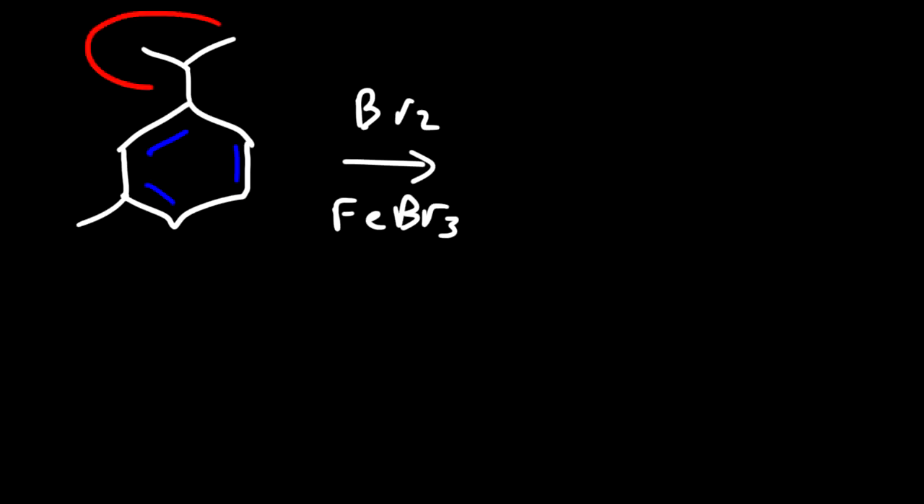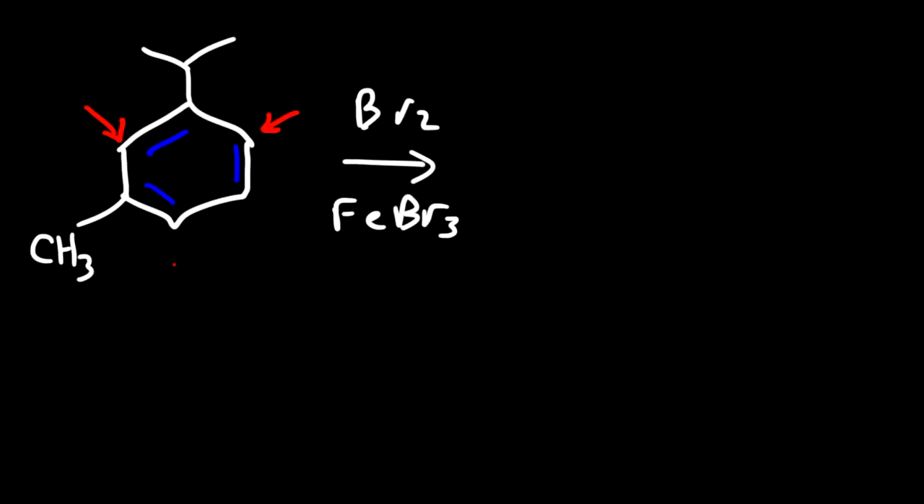So here we have an isopropyl group and a methyl group. Both of these two groups are weakly activating, so they have the same strength in terms of directing effects. So we need to consider steric effects. Now, the isopropyl group wants to put the bromine atom in the ortho position. So notice that these two ortho positions are different from each other.